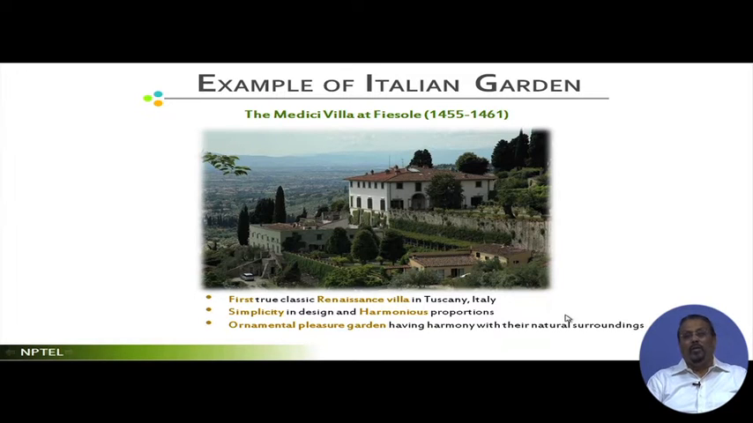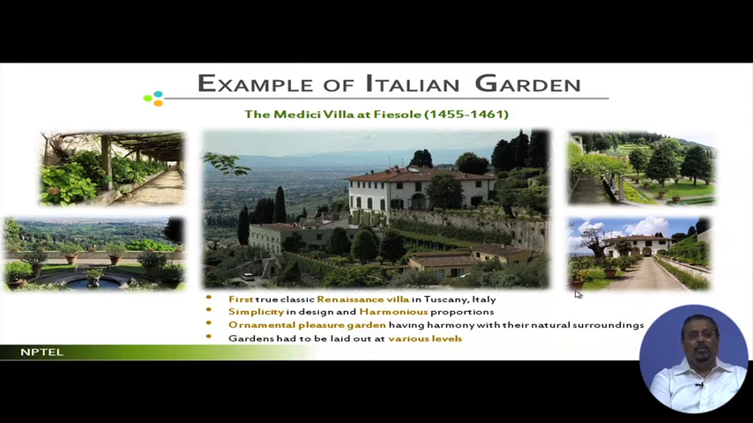There are ornamental pleasure gardens. At different places they have placed them, and the gardens had to be laid out at various levels because it was on the hill edge. This gave rise to one typical style. In this, the pergolas came in. Here, if you look at it, they are natural pergolas. But later on we have found that the pergola has become one of the strong structural elements in our current, or say contemporary, landscapes.